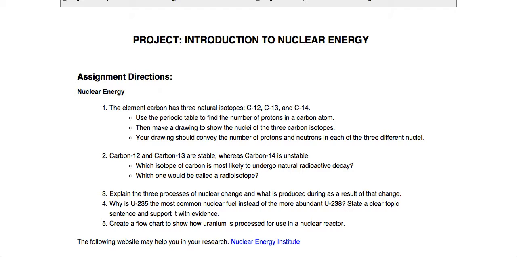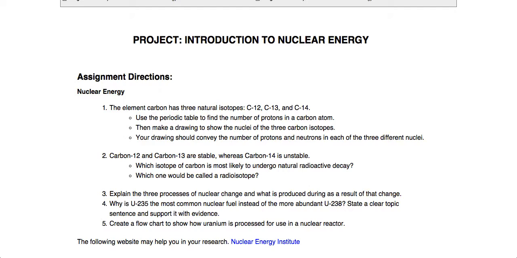So the next question: carbon 12 and carbon 13 are stable, whereas carbon 14 is unstable. Which isotope of carbon is most likely to undergo natural radioactive decay, and which one would be called a radioisotope? For this one, I would suggest that you go back into your lesson. If you're having trouble with this question, go back into the lesson where it talks about isotopes and radioisotopes. It's on the periodic table section, in the first page or two of the lesson. You can easily identify your answer and put it in there.